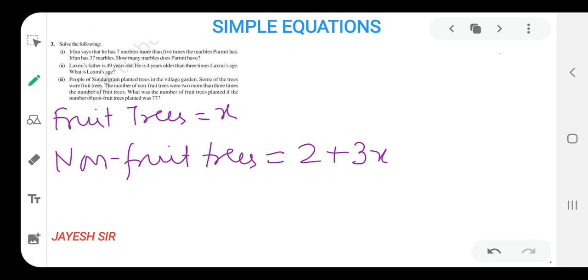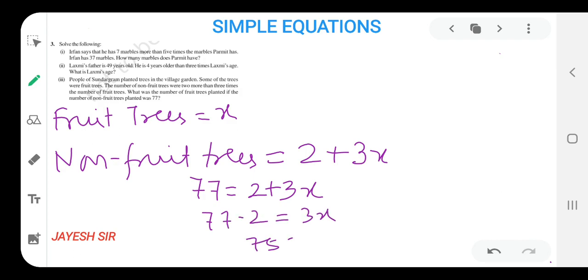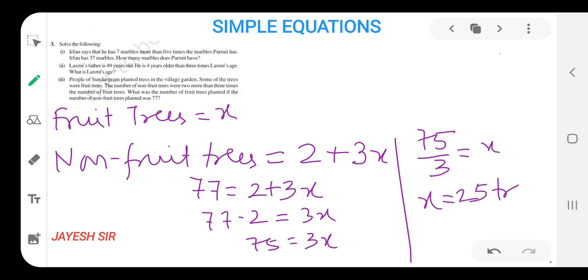What was the number of fruit trees planted? If the non-fruit trees were 77, the equation is this: 77 equals 2 plus 3x. Now 2 is in plus over here. After going this side will become minus, and 3x as it is. So 75 equals 3x. Here 3 is in multiplication. After going this side will come in division. So 75 upon 3 equals x. The value of x we are obtaining is 25 trees.